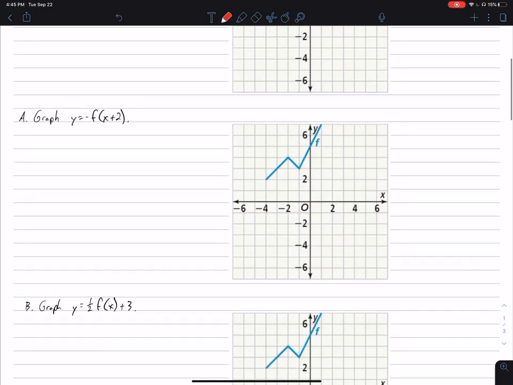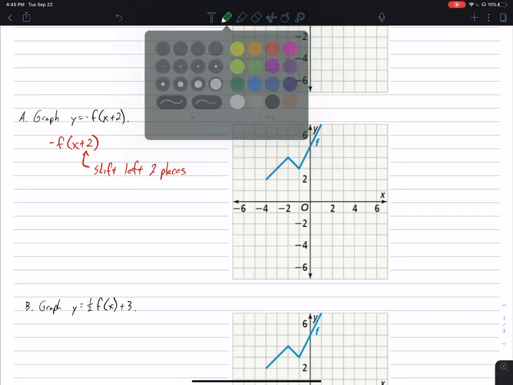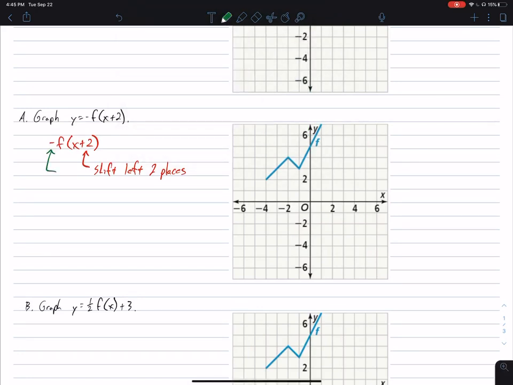So let's start with A. We're told to graph y equals negative f of x plus 2. So there's two things going on here. This plus 2 tells me that my graph is shifting left 2 places, or 2 units. Remember, if it's inside those parentheses, it's the opposite of what it appears to be. So although it is plus 2, that means it's going to shift left 2 places. And then this negative out here, that tells me that there's a reflection over the x-axis.